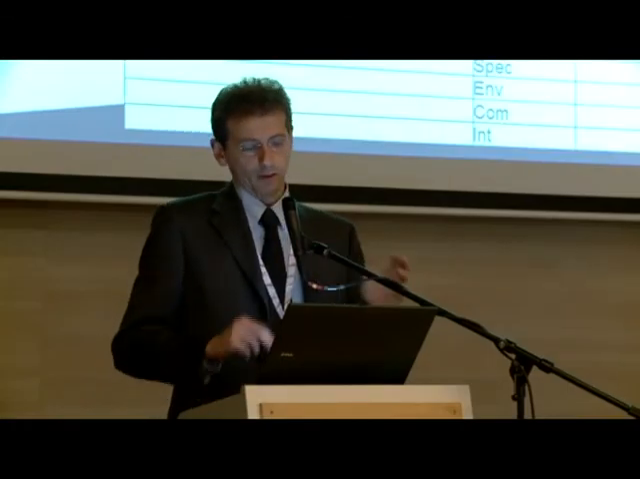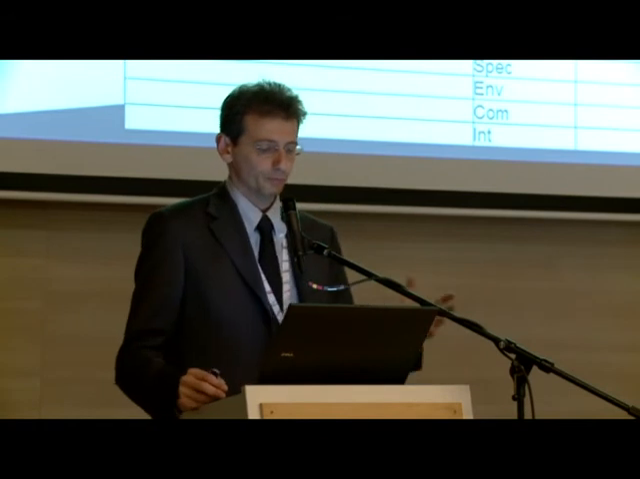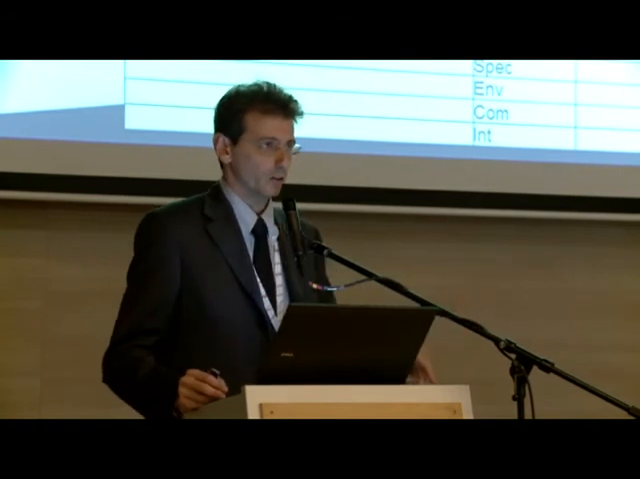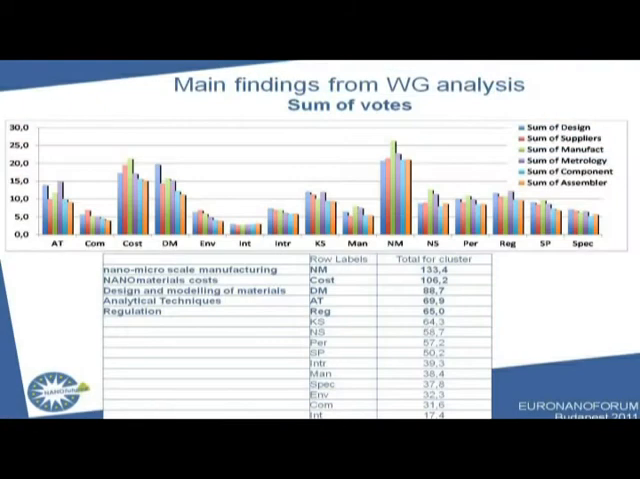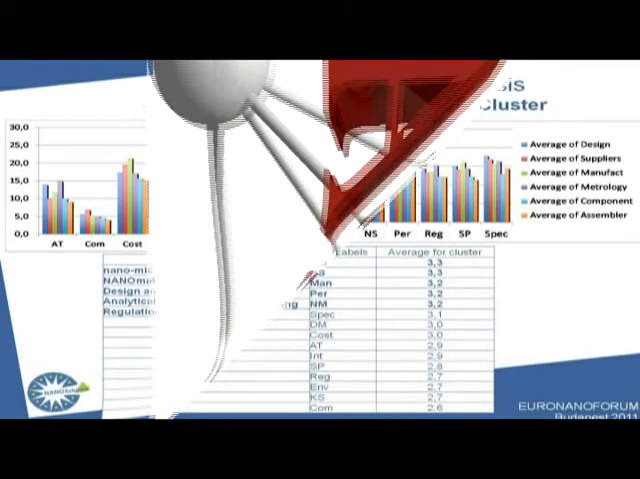Just briefly, this is our graph showing the 3 criteria we used. The first was, as I said, the sum of votes, and you see the rank. You see all the results in the picture, and below in the table you see the rank. So we identified nano micro scale manufacturing, nanomaterial cost, design and modeling, analytical techniques and regulation as the first top 5 topics.